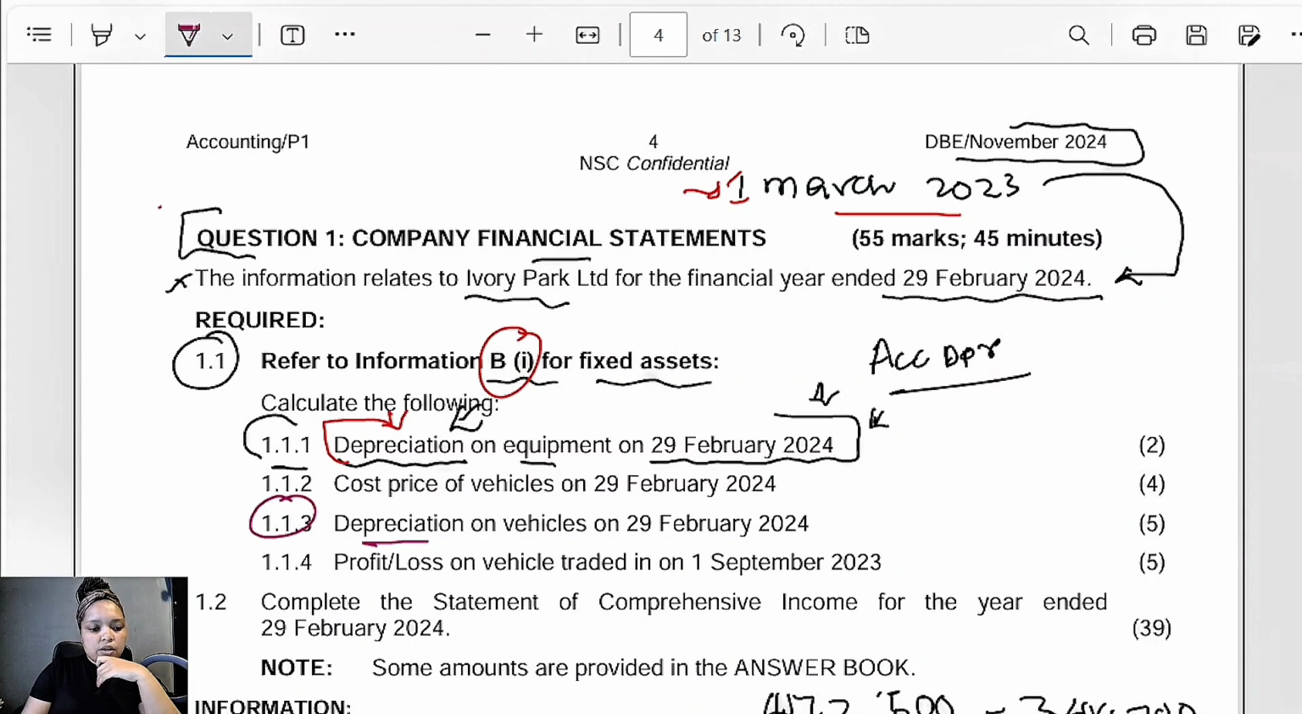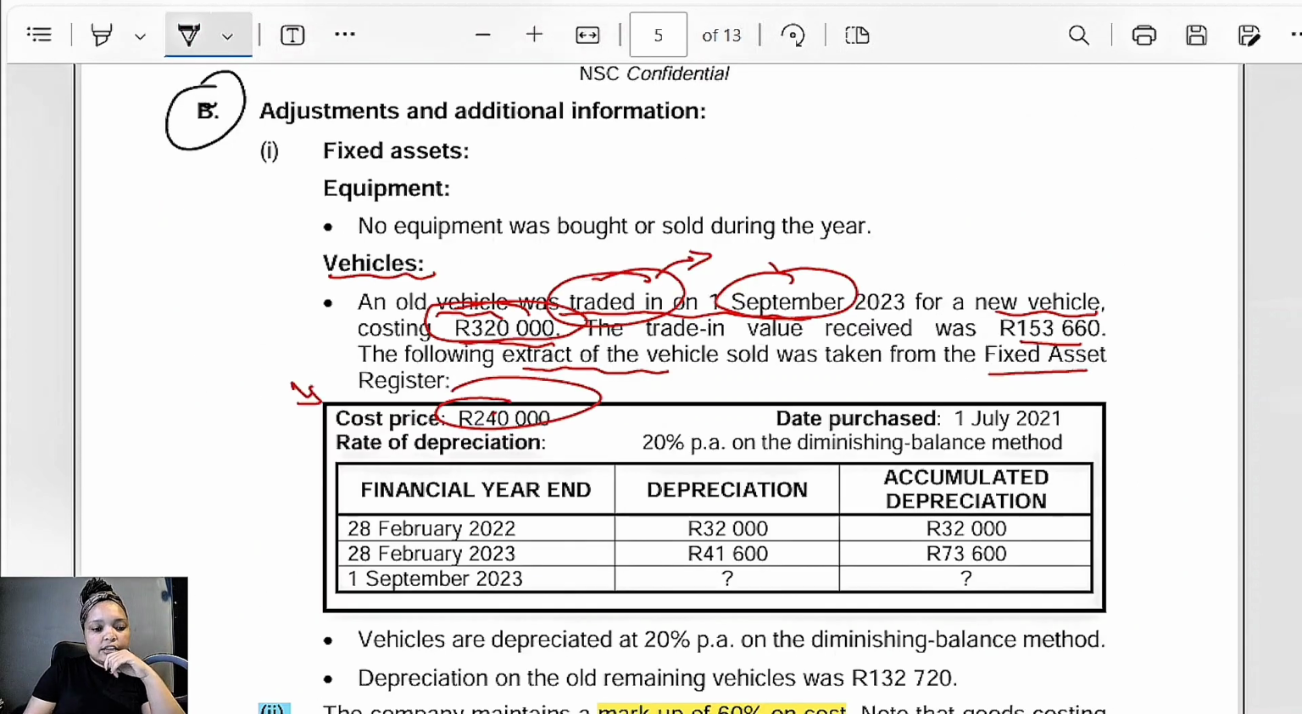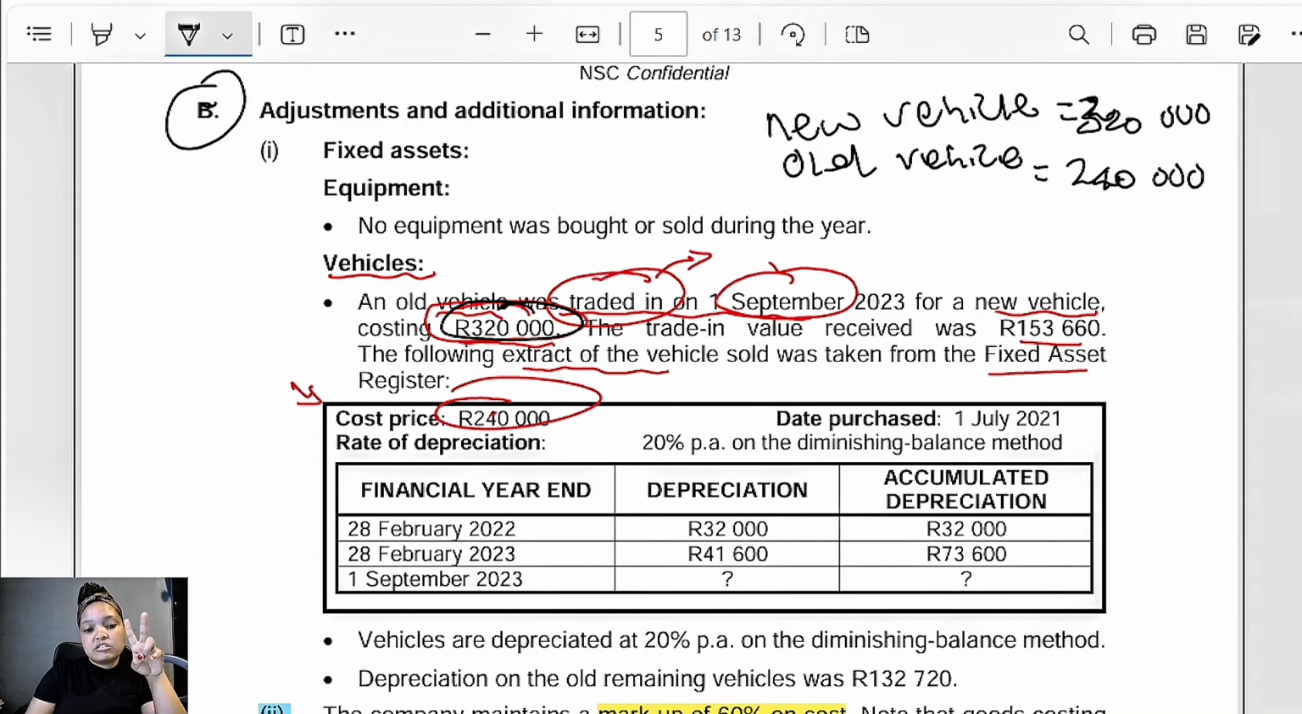1.1.1.3, we're required to calculate depreciation on vehicles for the year ended 29 February 2024. Remember, depreciation is depreciation for this particular year. Accumulated depreciation is depreciation for all other years thus far. So we're going to calculate depreciation for the new vehicle, depreciation for the old vehicle. So these are the two vehicles that I'm going to be dealing with. Okay, the traded in vehicle and the new vehicle.